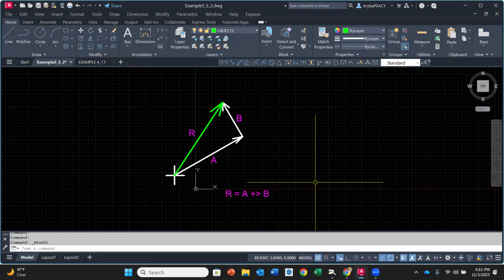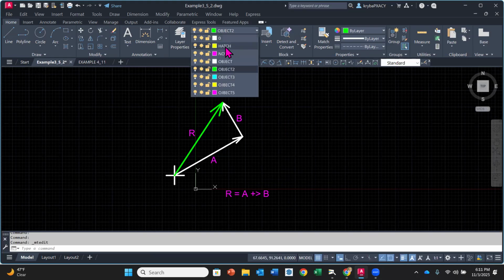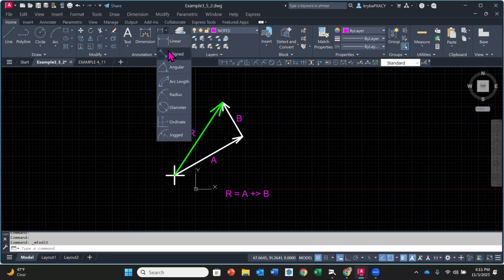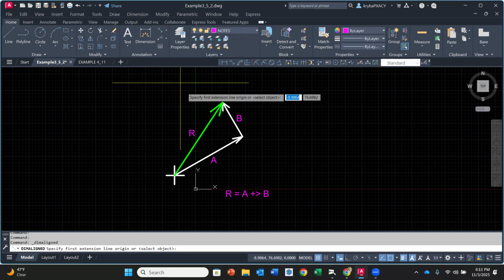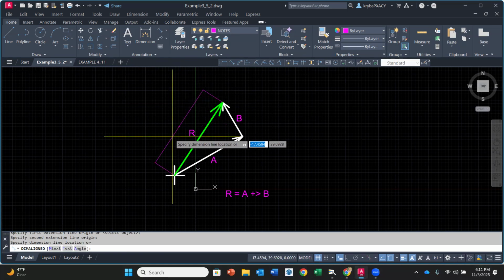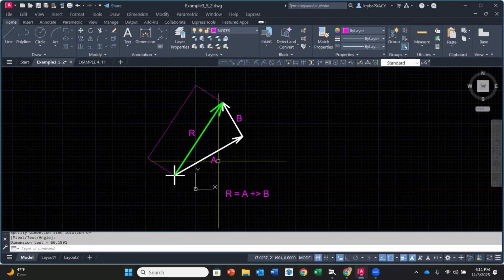But the resultant, I need to label it, put an arrowhead on it, and then I need to change to my notes and/or dimension layer. And I'm going to put an aligned dimension to find the length. So I'm going to need to go from endpoint to endpoint. And you're going to notice that I can't see the number, right?